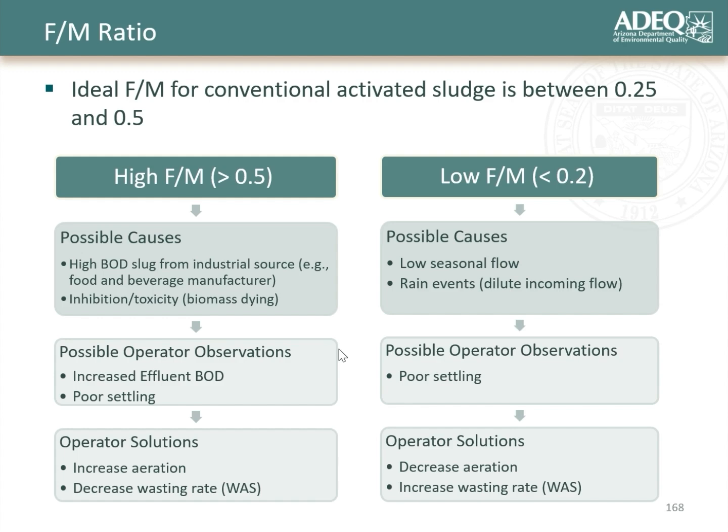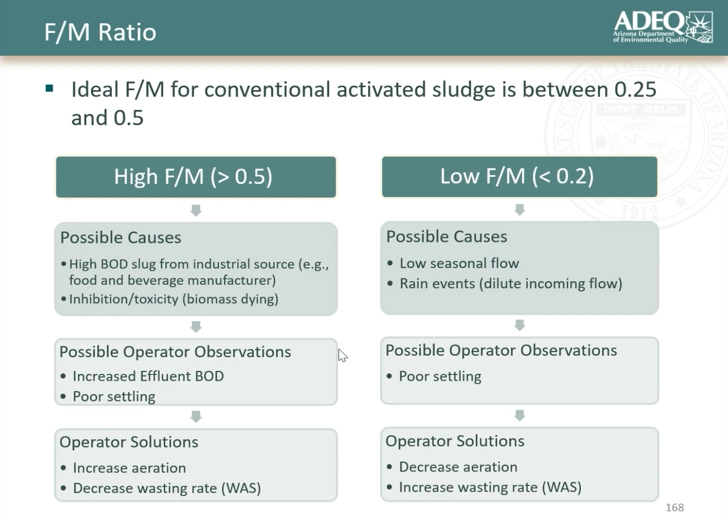On the flip side, if you have a low food to microorganism ratio, possible causes are maybe a low seasonal flow in which you don't have a lot of food coming in, or a rain event in which you have a lot of dilute wastewater coming in due to rain. The biggest observation you would see is poor settling. If you had this situation, maybe some microscopic observations could happen too.